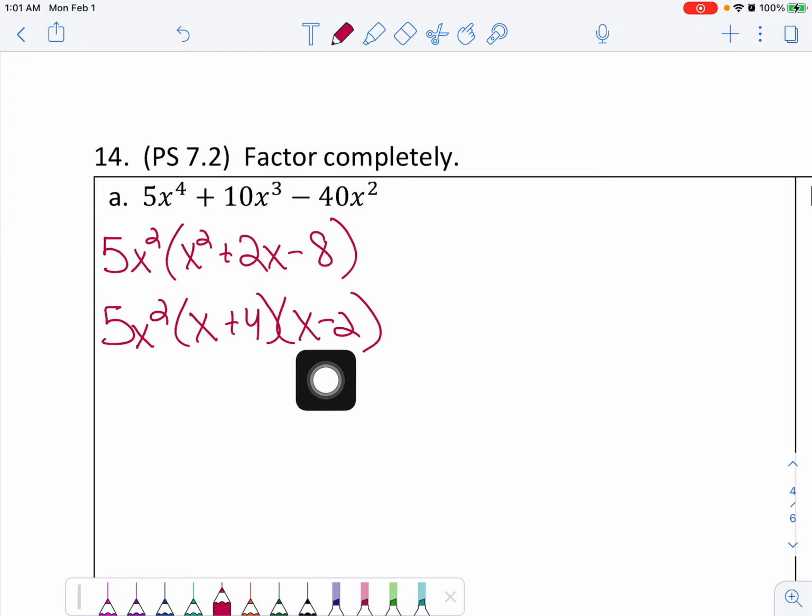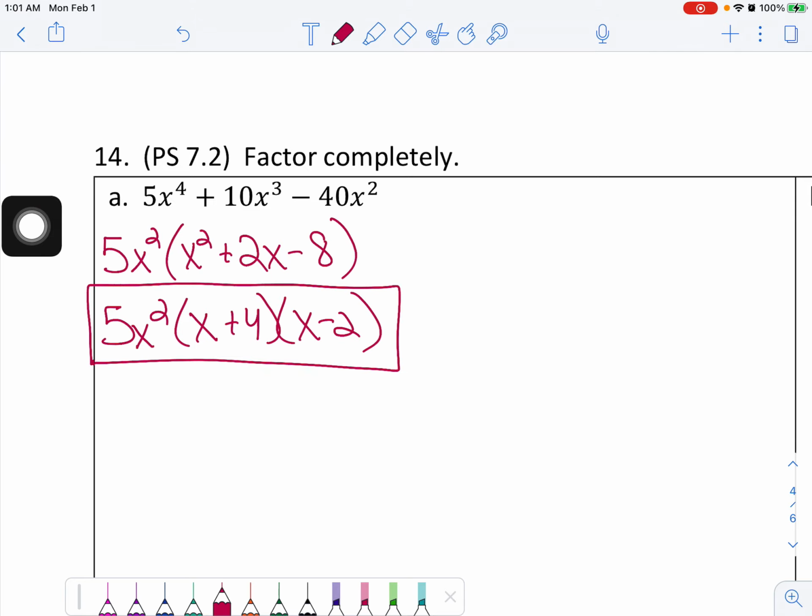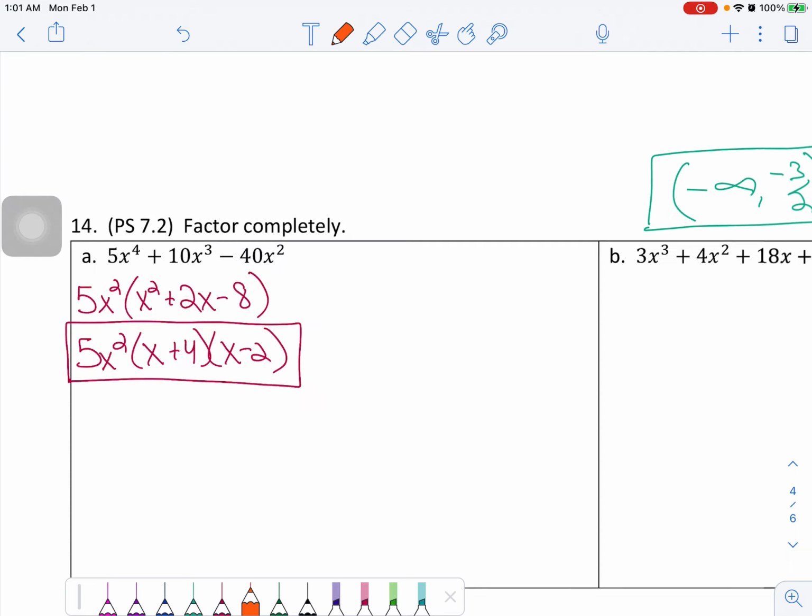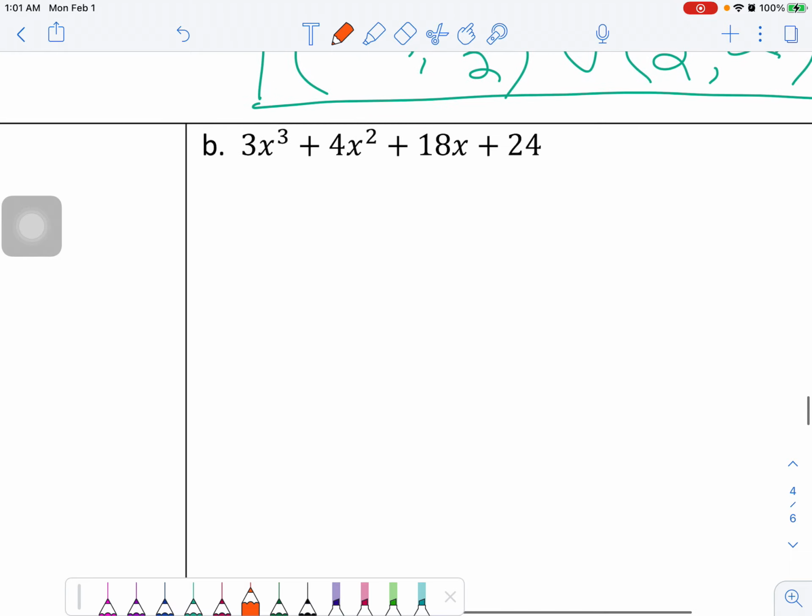So plus 4 minus 2 is 2. 4 times negative 2 is negative 8. So this is the completely factored form for part A. I'm going to slide on over to part B.